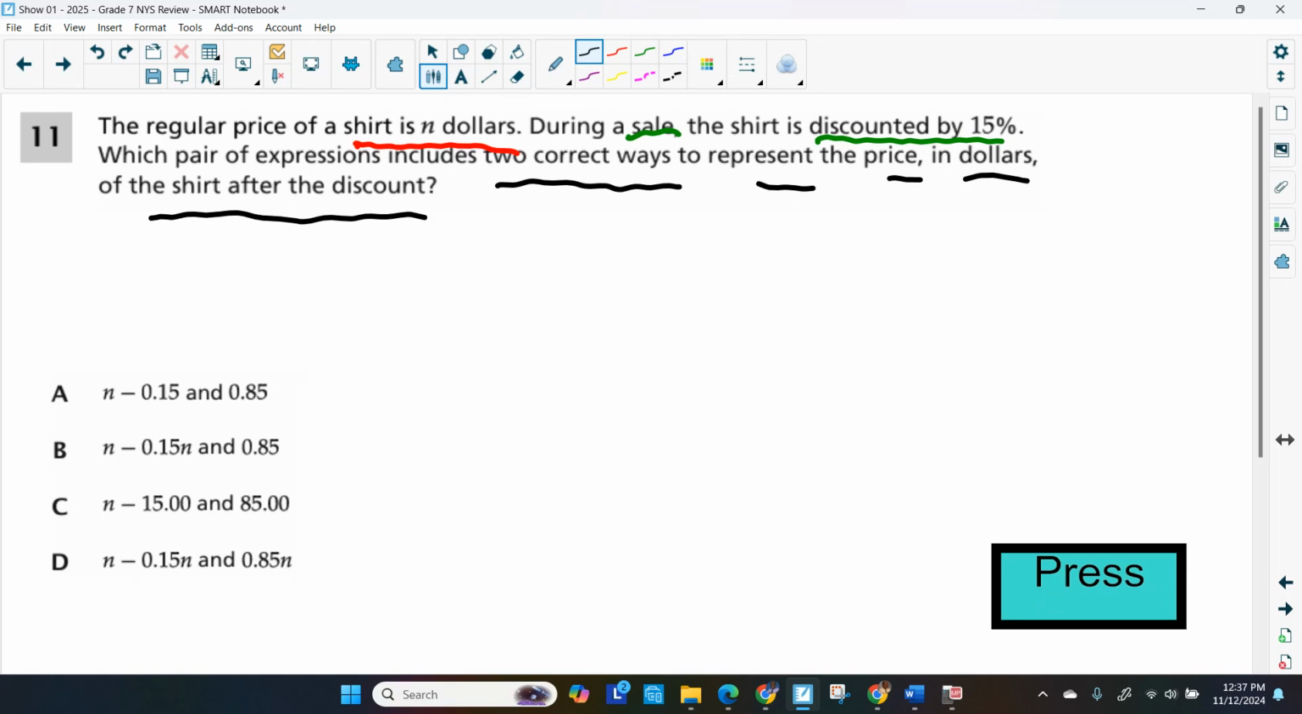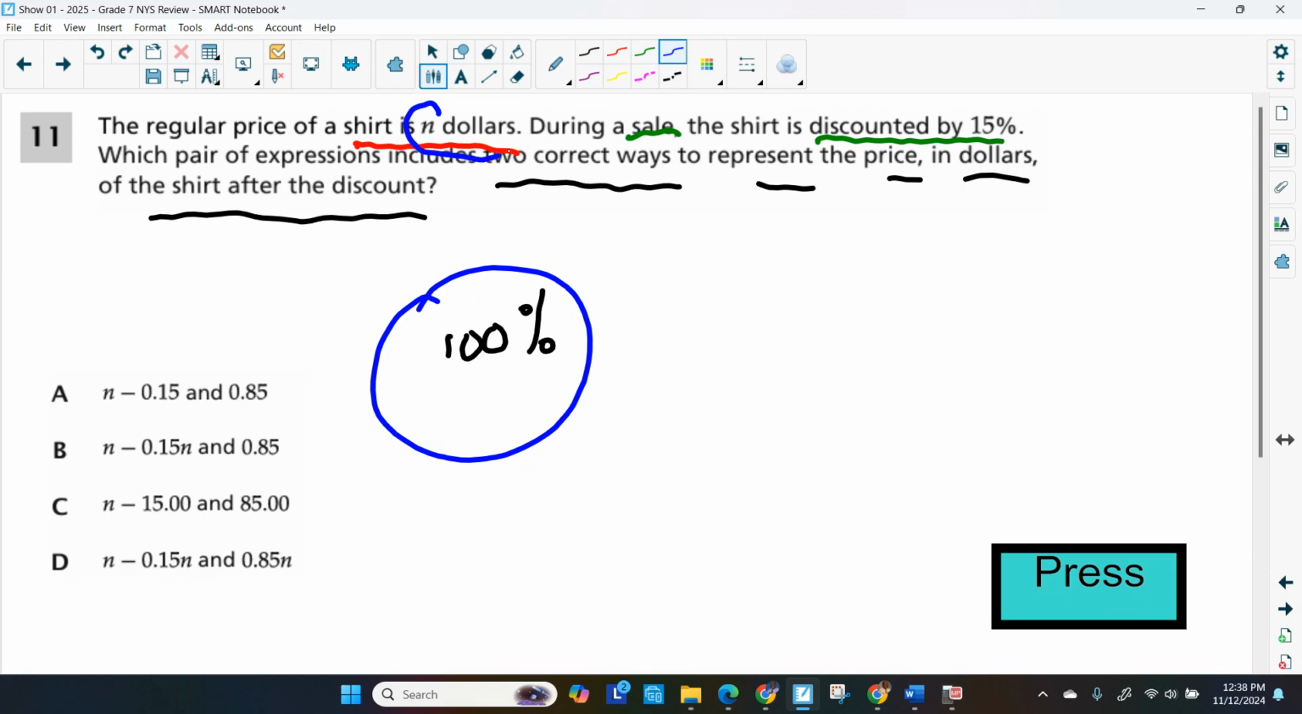All right, I'd like to do a little drawing here. A circle. And that circle represents the whole amount of the price. And the whole would be 100%, which is the whole price. Because if you had to pay for it, you're paying for everything. They didn't call that 100%. They called it N dollars. So I'm going to call that just N. So that N represents the whole thing.